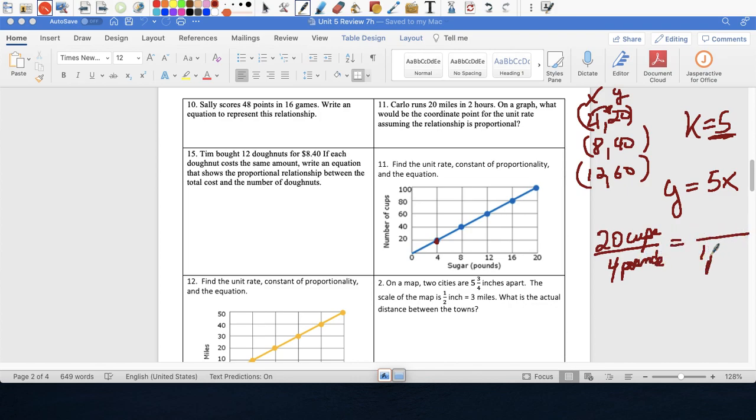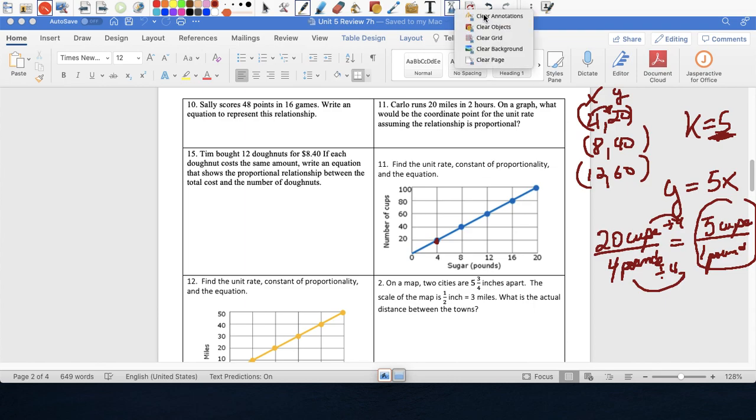So if I have 1 pound of sugar, how many cups will I need? Well, divide by 4, divide by 4. And we already knew the answer because it should be 5. So I need 5 cups. So this is your unit rate. Don't forget to label, please. Don't write 5 over 1. Then we don't know what you're talking about.